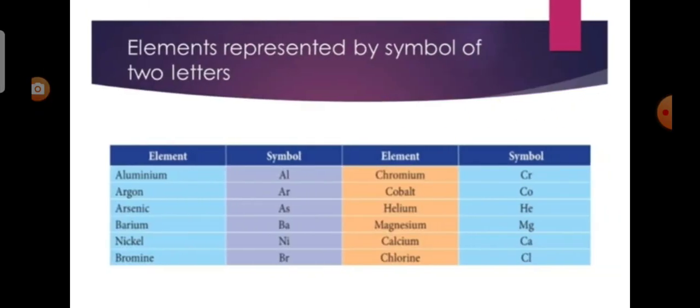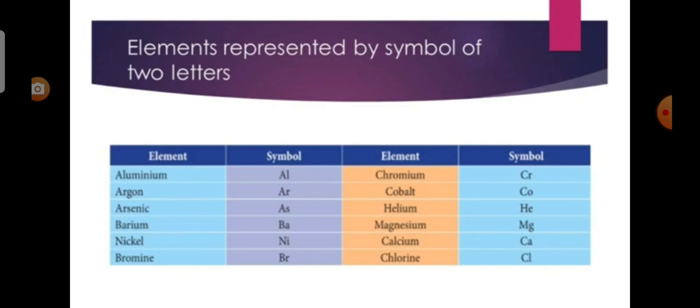Uranium U. Now we see about the elements represented by symbols of two letters. When there is more than one element that begins with the same letter, the symbol takes two letters. The first letter is capitalized while the second letter is lowercase.